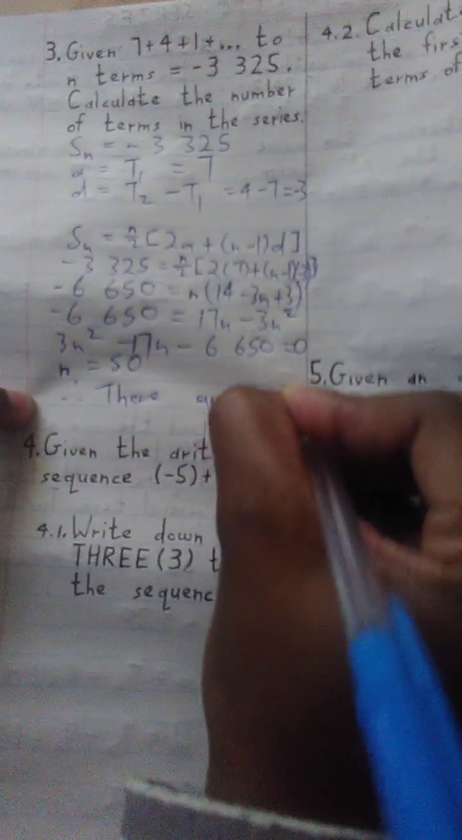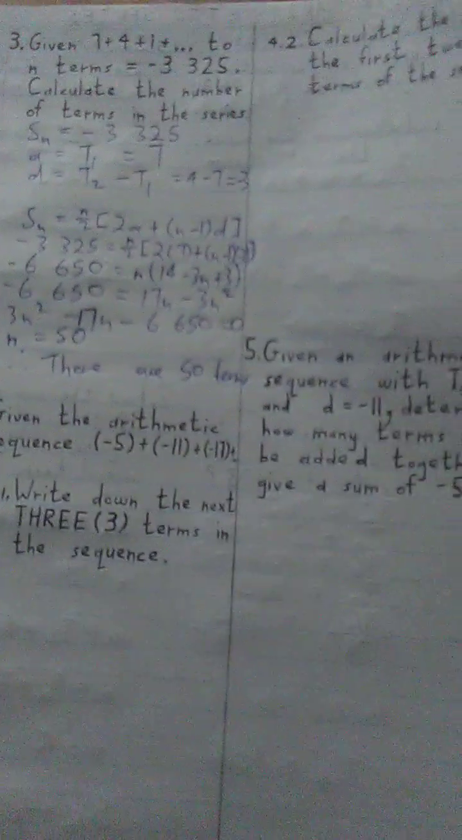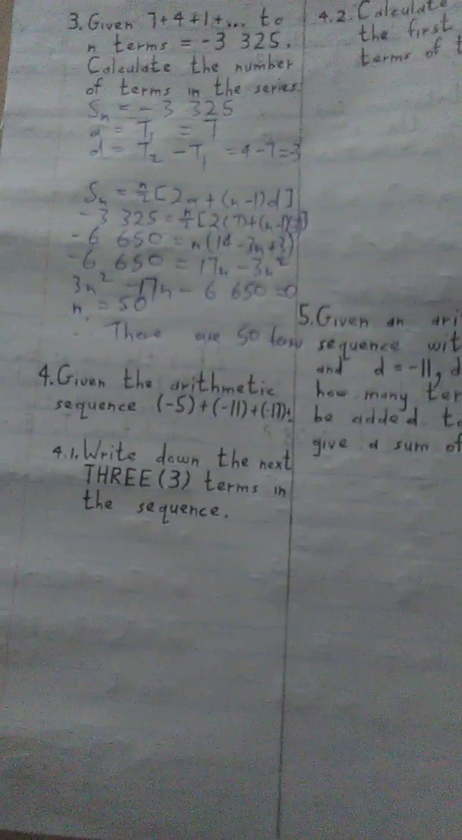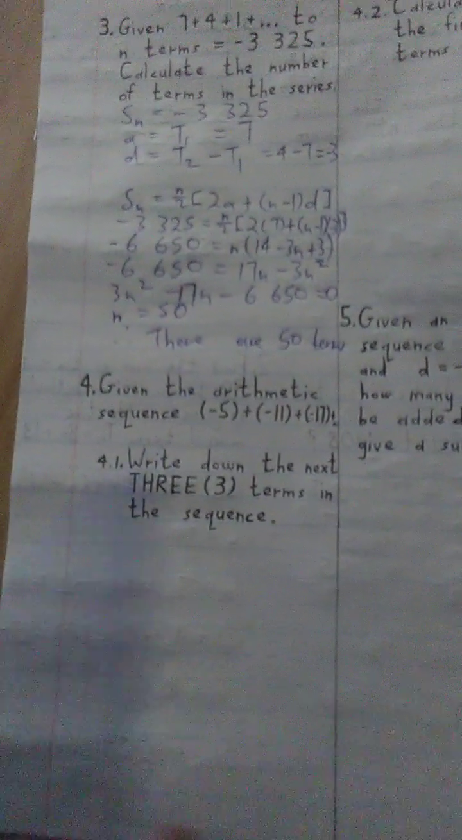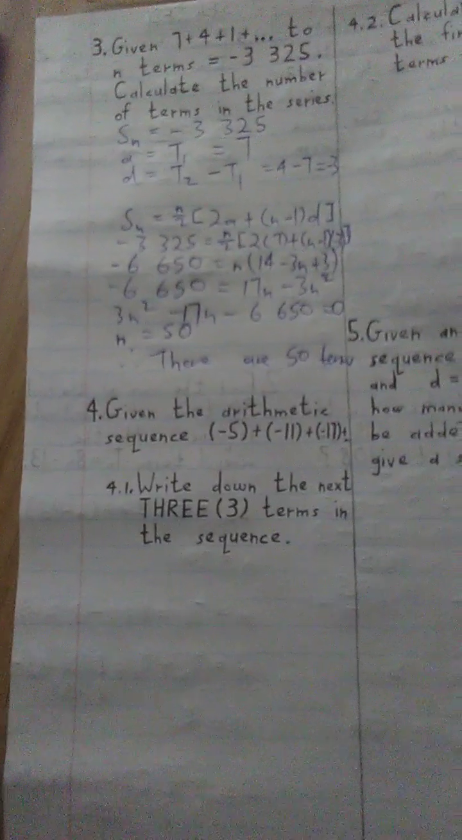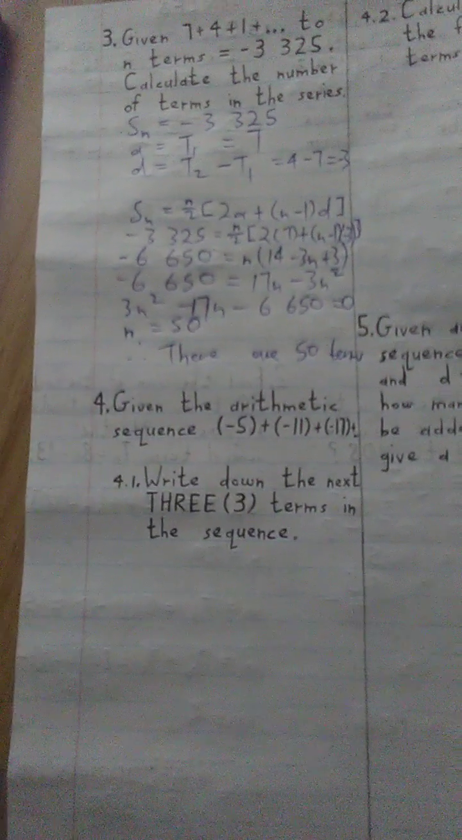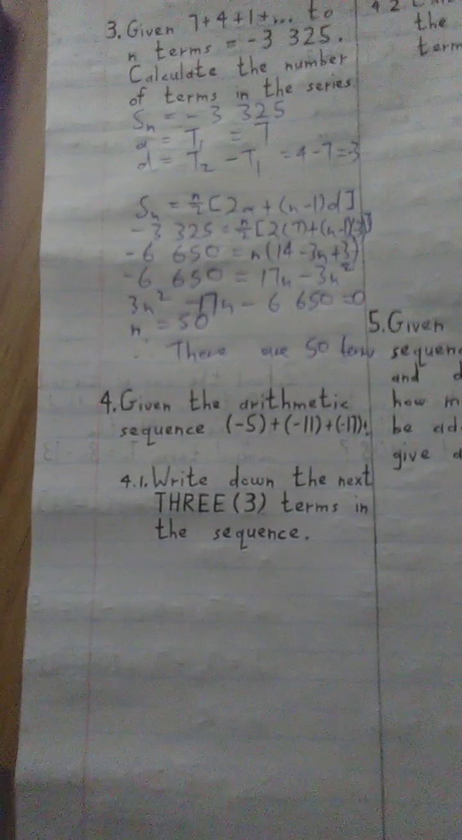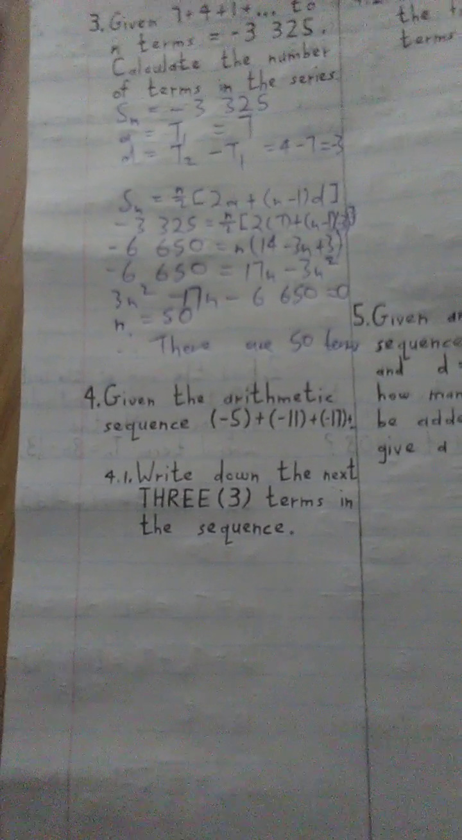Okay, number 4 states: given the arithmetic sequence, in the brackets you have -5 plus, in brackets you have -11 plus, in brackets you have -17. Write down the next 3 terms in the sequence.